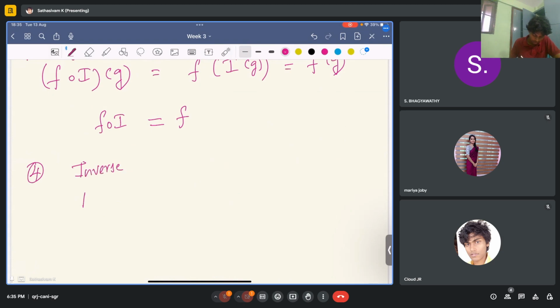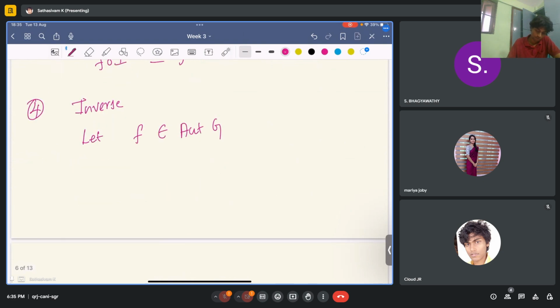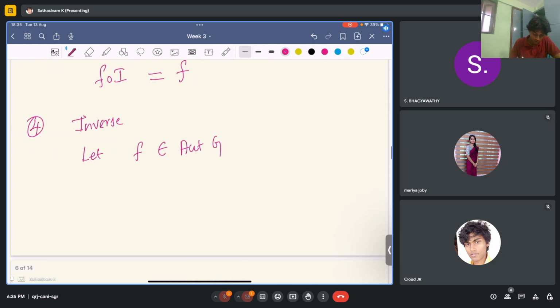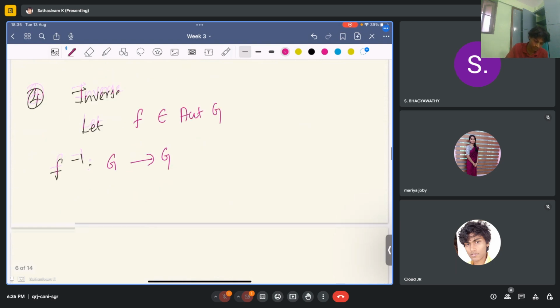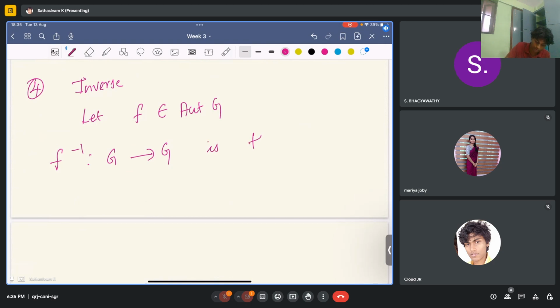Okay, so let's start with F belongs to automorphism of G. So what we know is that F inverse basically is a map from G to G. We know that this map exists, right? But what we have to show is this map is also an isomorphism. So we claim this is the inverse of F. Okay. So this is the claim. I haven't proved it yet.